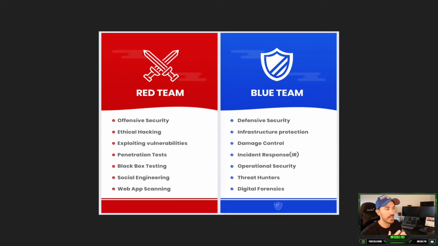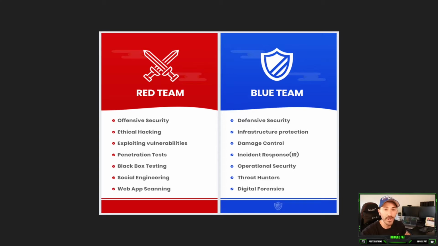So on my screen, we have red teaming on the left and blue teaming on the right. I'll read off here and then I'll sum it up. So the offensive security side: there's ethical hacking on the red teaming, there's exploiting vulnerabilities, and we'll get into that in a minute, penetration testing or penetration tests, and there's what's called black box testing, and I'll explain every single bullet on here, and there's social engineering, and there's web application scanning, okay?